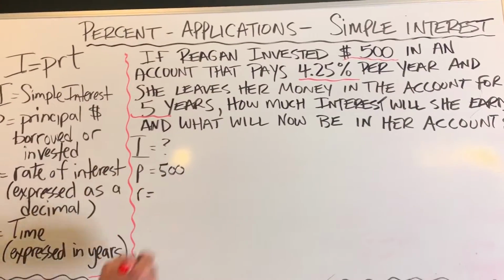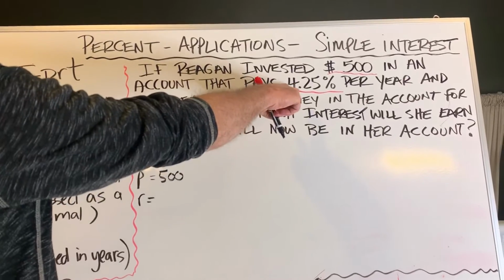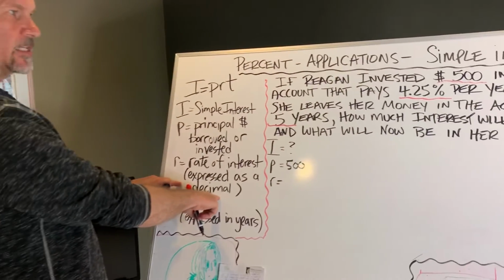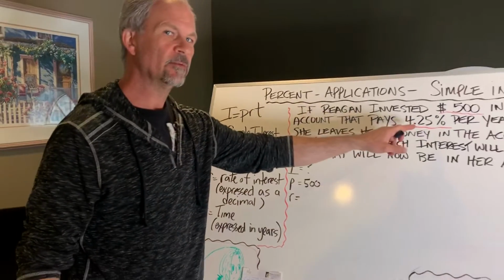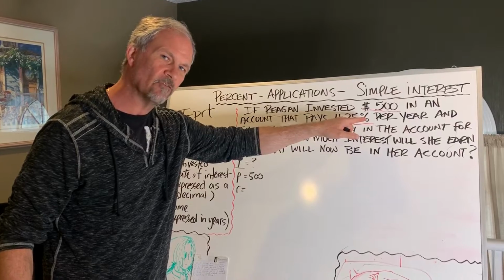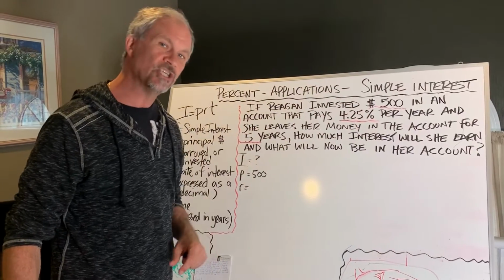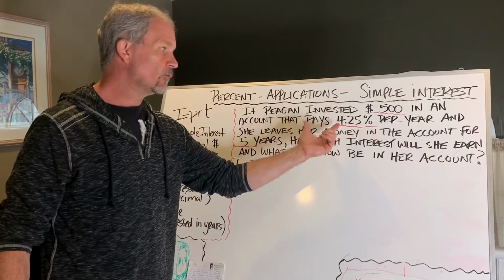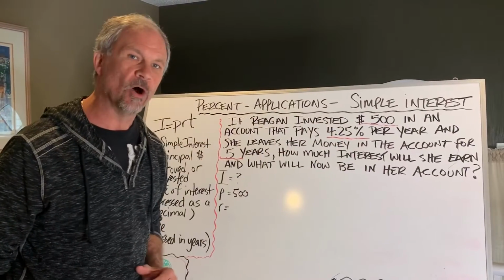R for rate. There it is. 4.25%. Now remember, I got to express this as a decimal. There's a decimal in it, doesn't mean it's in percent yet because I still got the percentage sign that follows the number. So how do I change a percent into a decimal? Remember, this means 4.25 out of 100.